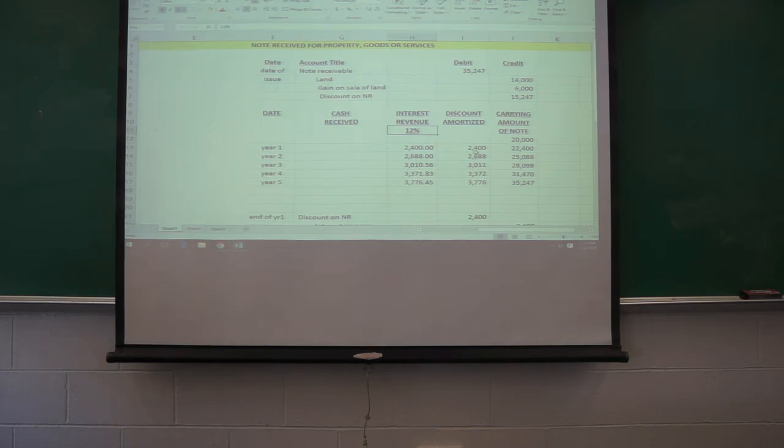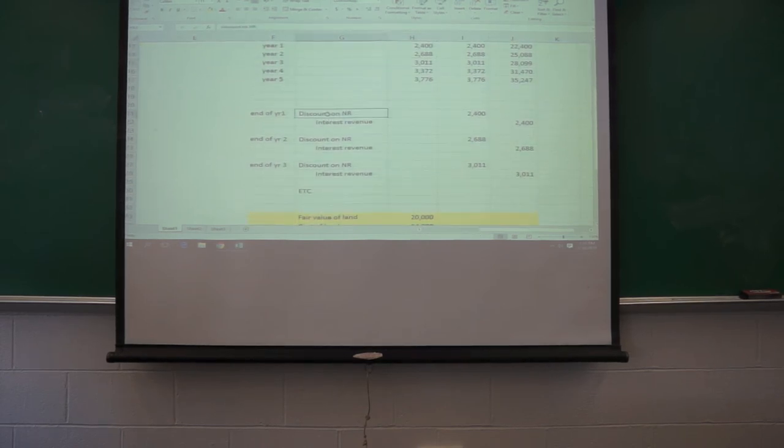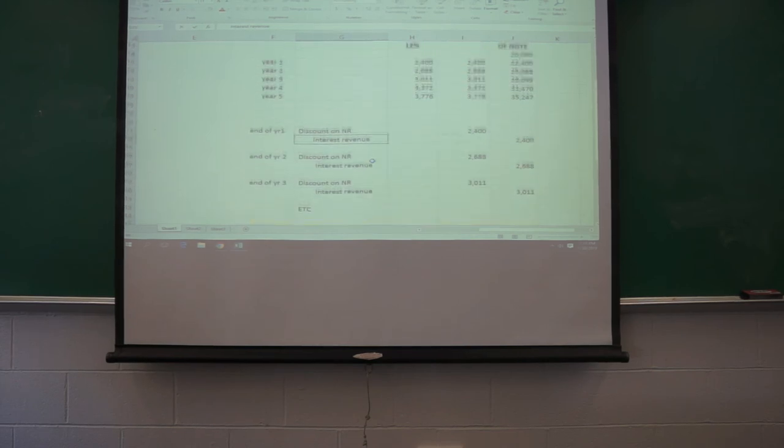Okay, so the discount amortized and the interest revenue booked for year one will be the 2,400, which is the 12% times the 20,000, and so forth until you get to the end of the note, with this last number likely to be a plug. And again, let me get these so they're consistent. Okay, so at the end of year one, reduce the discount, book the revenue, year two, year three, year four, and year five, and you can see where that all goes.